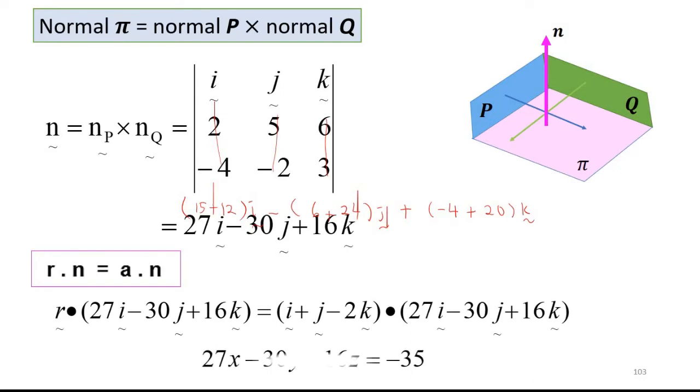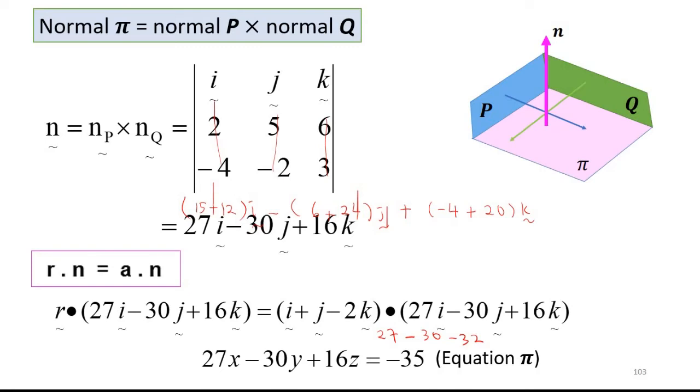So, we get this one: 27x minus 30y plus 16z equal to negative 35. This one has 27, minus 30 and minus 32. Okay, 27 then negative 3 minus 32, negative 5, negative 35. So this is the answer for the equation of the plane pi.